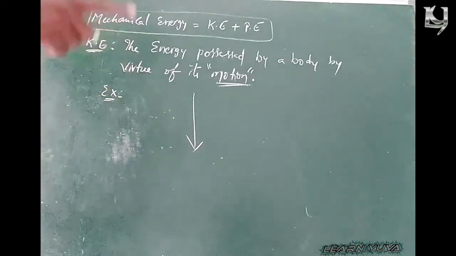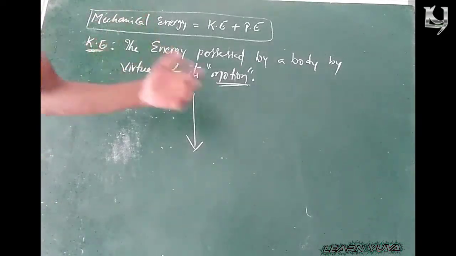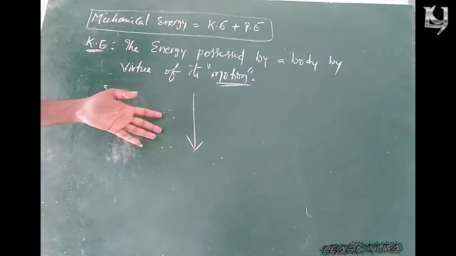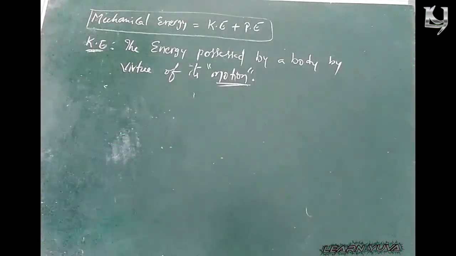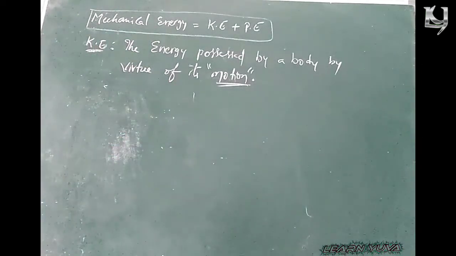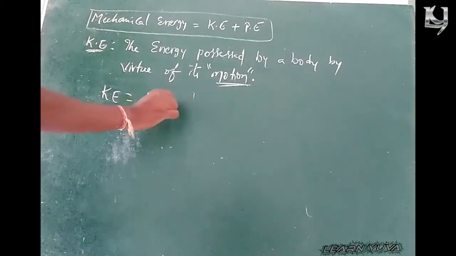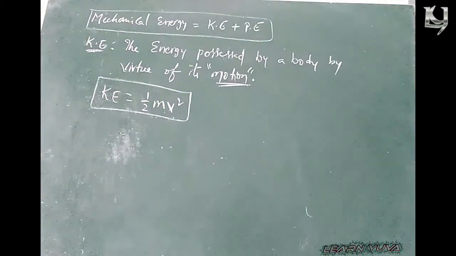Right? An arrow moving from a bow, flying in the air, that moving arrow possesses kinetic energy. So in this way, whatever bodies are in motion, those bodies possess kinetic energy. So it has the formula: kinetic energy is equal to half mv square. Kinetic energy is equal to half mv square. Clear?